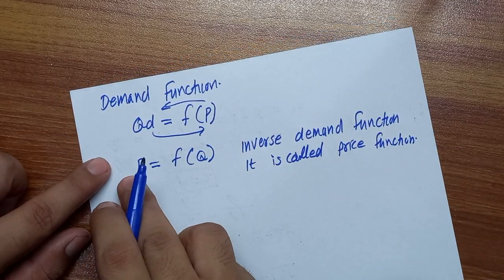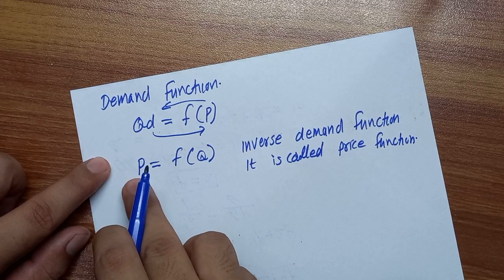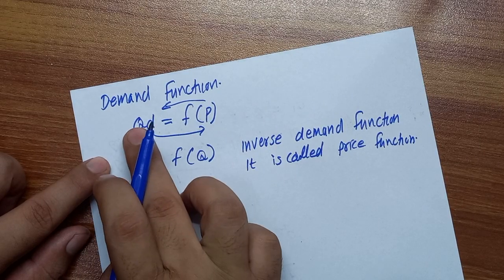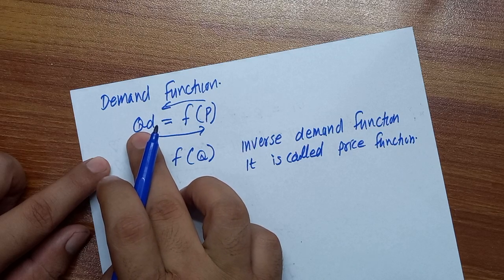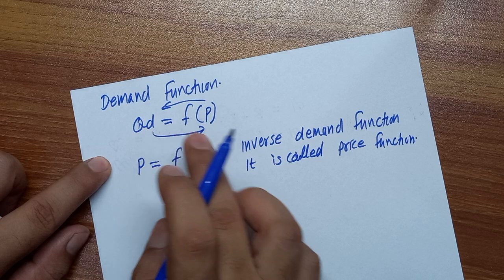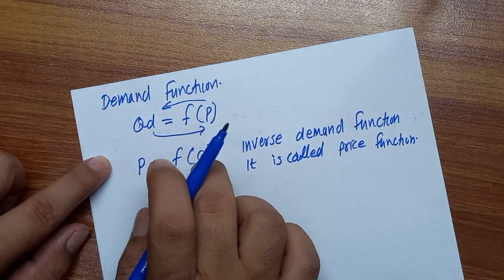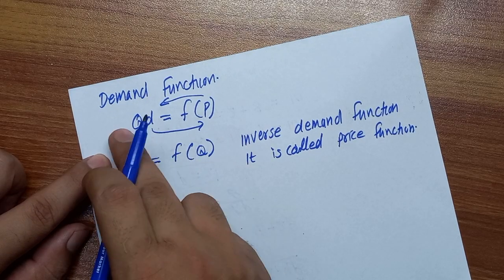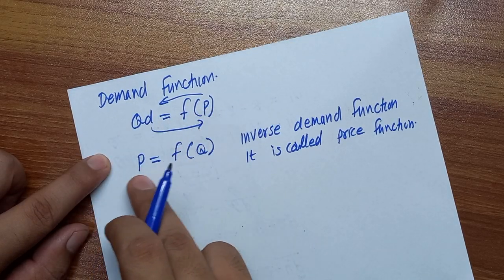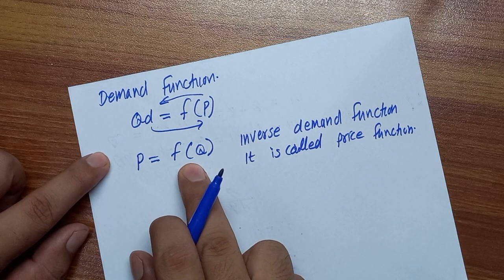It's also called a price function because we are going to find the price, and here it's a demand function because we are finding the demand, quantity of demand. So when we inverse the quantity of demand function, it will become price function. So this is a demand function and this is inverse demand function, and it is also called price function. So let's do one example.